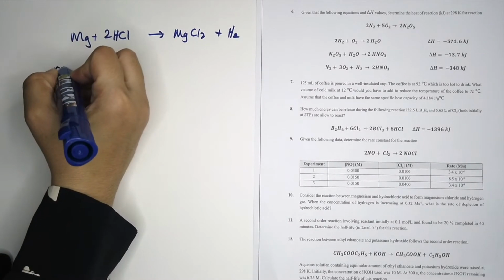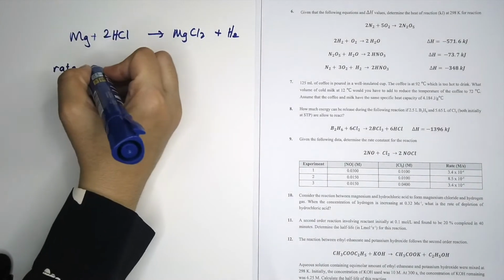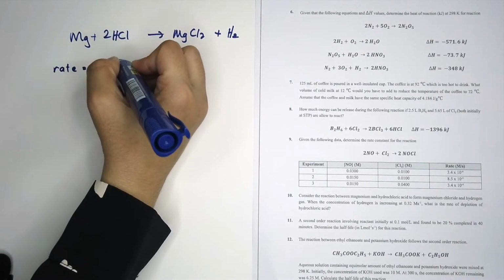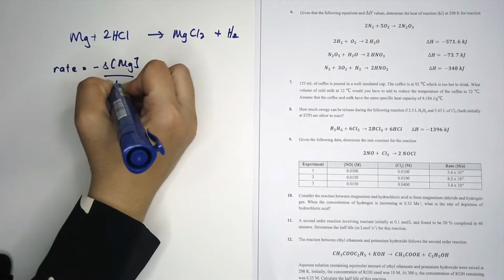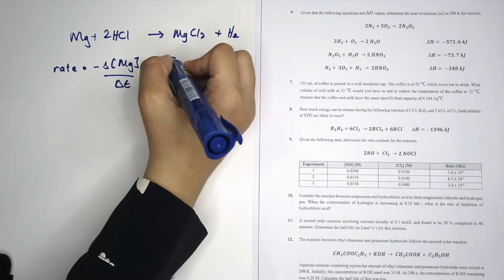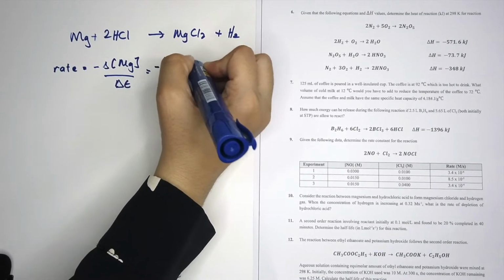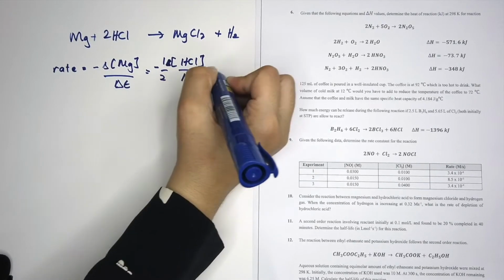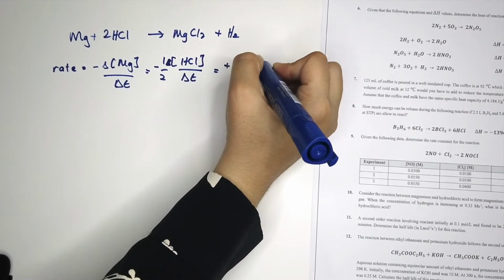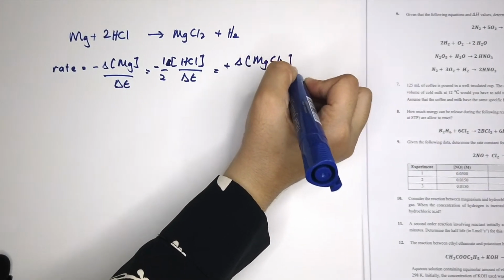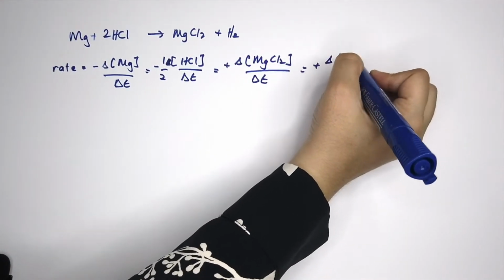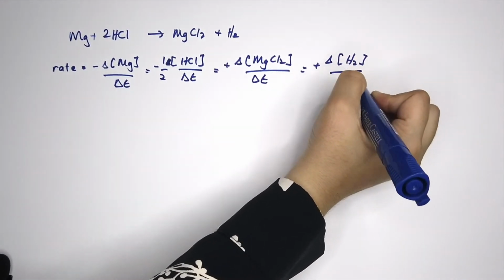The rate expression is: for magnesium, it is negative because it is a reactant, so negative delta concentration of magnesium over delta T is equivalent to negative 1/2 delta concentration of HCl over delta T, which is equivalent to positive delta magnesium chloride over delta T, which is equivalent to positive delta H2 over delta T.